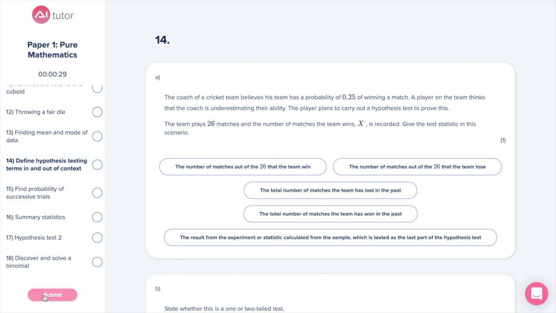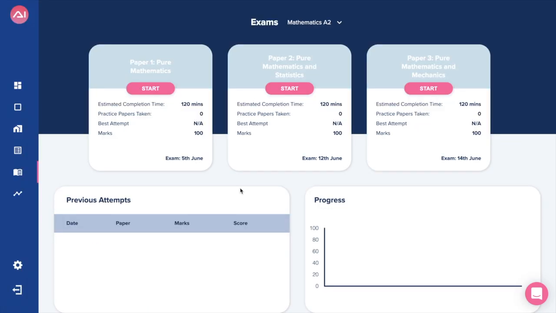And then once you submit your exam, it will mark the exam automatically. It will then give you a grade and it will then plot your progress on this chart. And the more attempts you obviously do, it's going to be a really great resource to see where your strengths and where your weaknesses are.